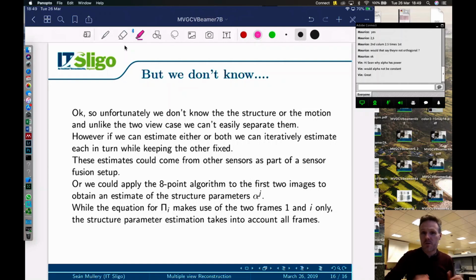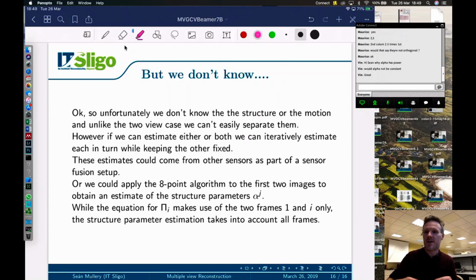Or what you can do is apply the 8-point algorithm just between two views. We've said that the 8-point algorithm has issues, and we looked at an example earlier where it could find a point that was not consistent, but it might find you a point that's somewhere close. And if it did that, then that would be a good way to start with your estimate of your lambda value and therefore your alpha value, and from there you could start iteratively going through finding these and trying to get better and better.